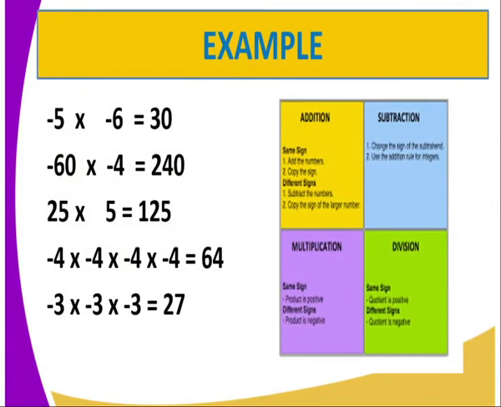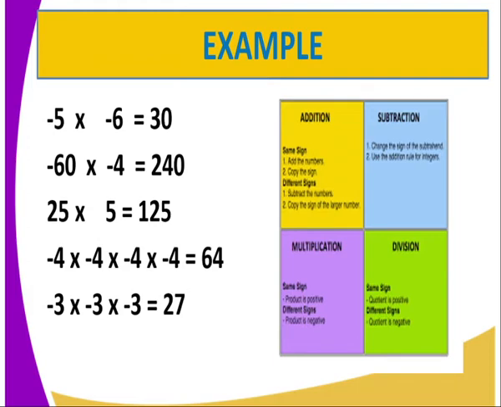Let us look at an example. When you are told to multiply negative 5 by negative 6, you get 30. That is because a negative times a negative gives a positive, which is why our answer is positive 30. Let us look at another: negative 60 times negative 4 gives 240, because a negative times a negative is a positive, so 60 times 4 gives 240.